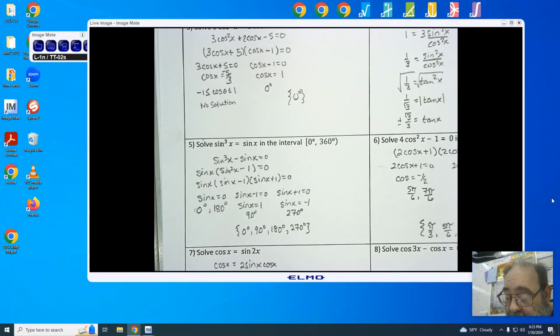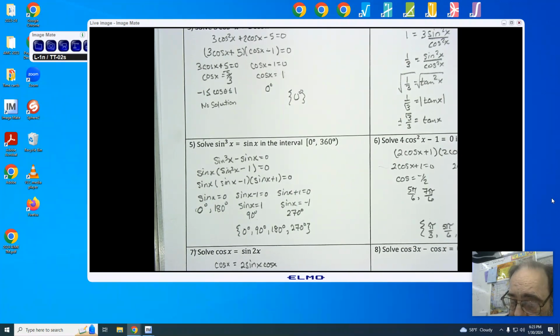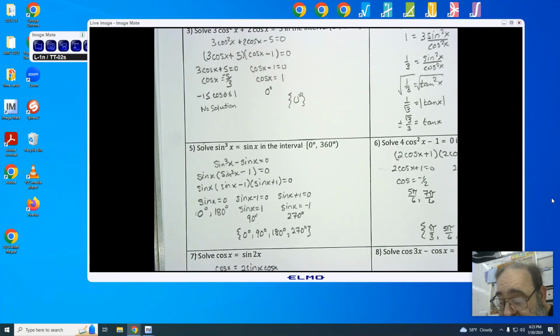Alrighty, if I'm doing degrees, I'm looking at 90 degrees plus 270 degrees, and x sub 1 would end up being 90 degrees plus 180k. Once again, they're separated by 180 degrees.